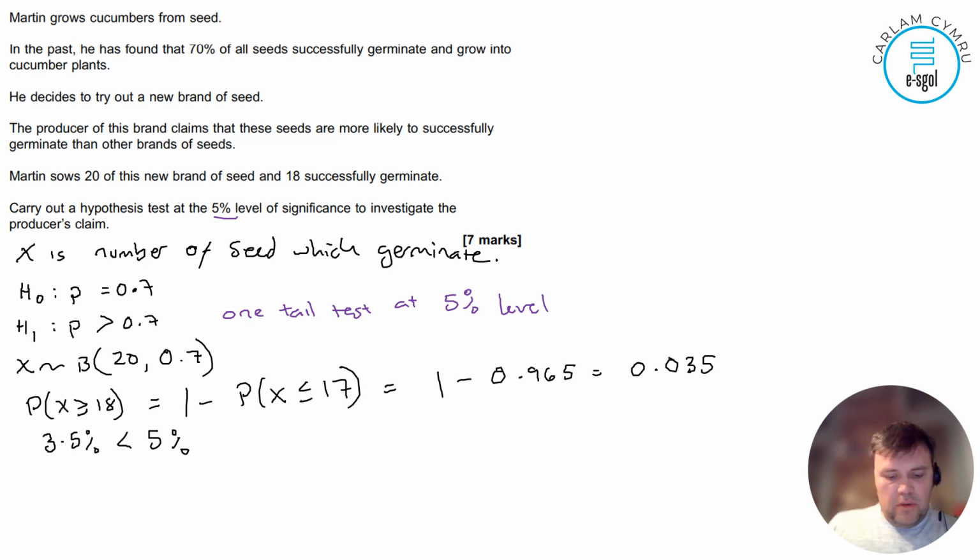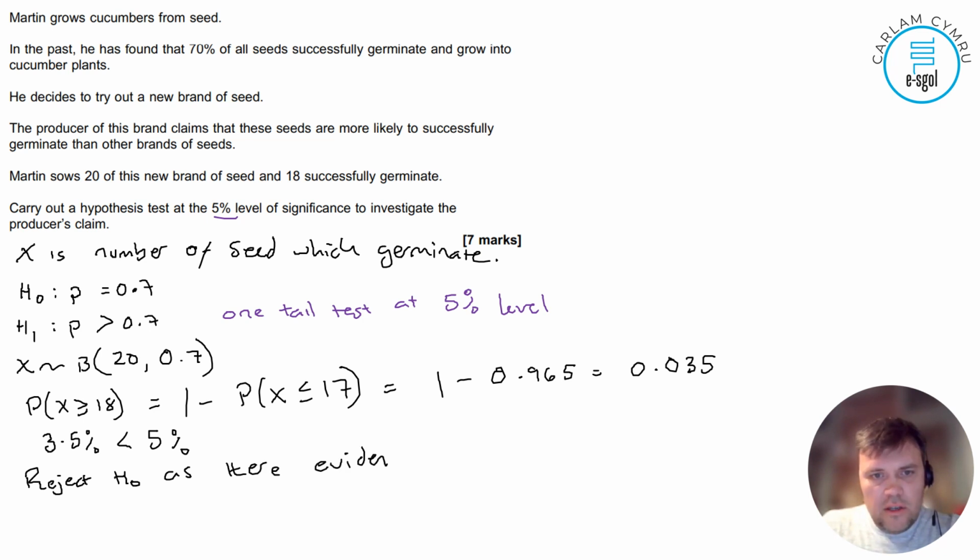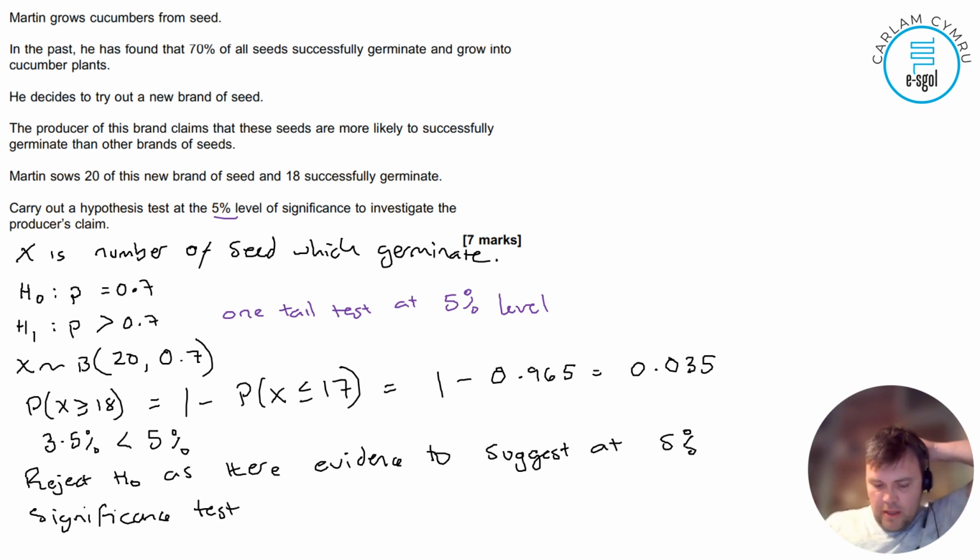So what do we do? Well, we reject H0, because it is smaller than null hypothesis. Reject H0 as there is evidence to suggest at 5% significance test that the new seeds are more likely to germinate.